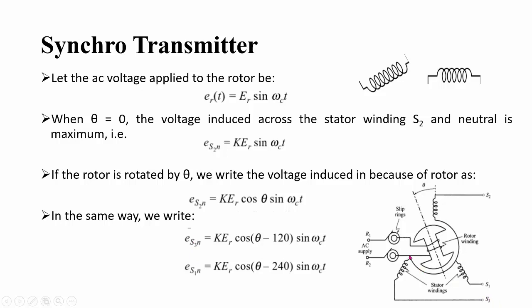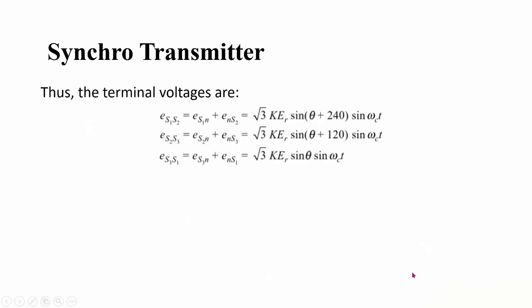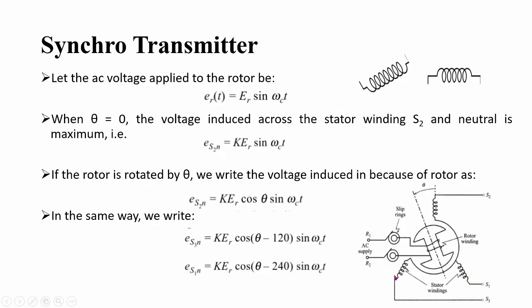So which means that we are talking about this winding. S3n is the voltage that exists across this winding. S1n is the voltage that exists across this winding. S2n exists across this winding. So S3n in a very similar fashion can be written as K ER sin omega ct multiplied by cos of theta minus 120 degrees. If you look at the angle between the rotor winding and the S3 winding, this angle is nothing but theta minus 120 degrees, or it could otherwise be written as theta plus 240 degrees.